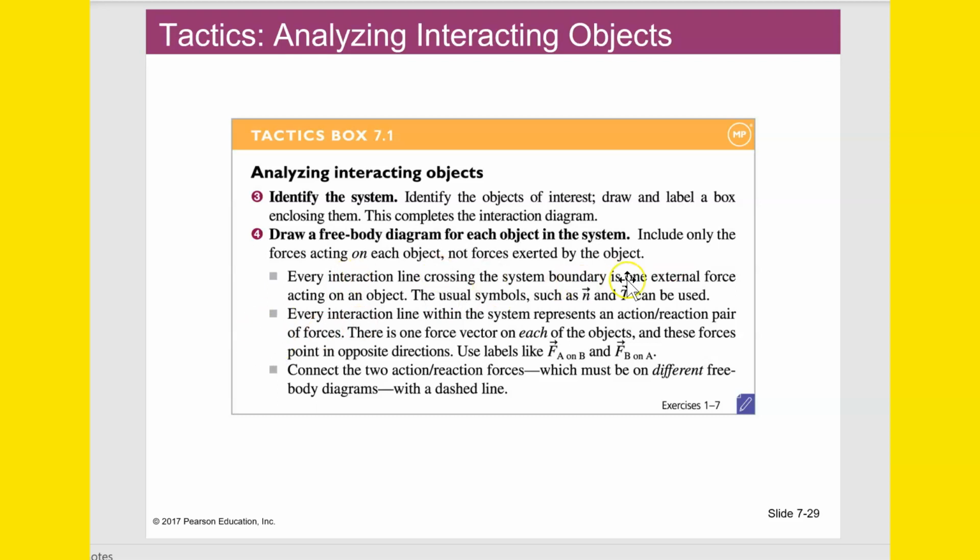Every interaction line crossing the system boundary is one external force acting on an object. The usual symbols such as N and T, like normal force and tension, can be used. Every interaction line within the system represents an action-reaction pair of forces. So it is what I said earlier. There is one force vector on each of the objects, and these forces point in opposite directions. So we use those labels we talked about earlier. Connect the two action-reaction forces, which must be on different free body diagrams, with a dashed line.